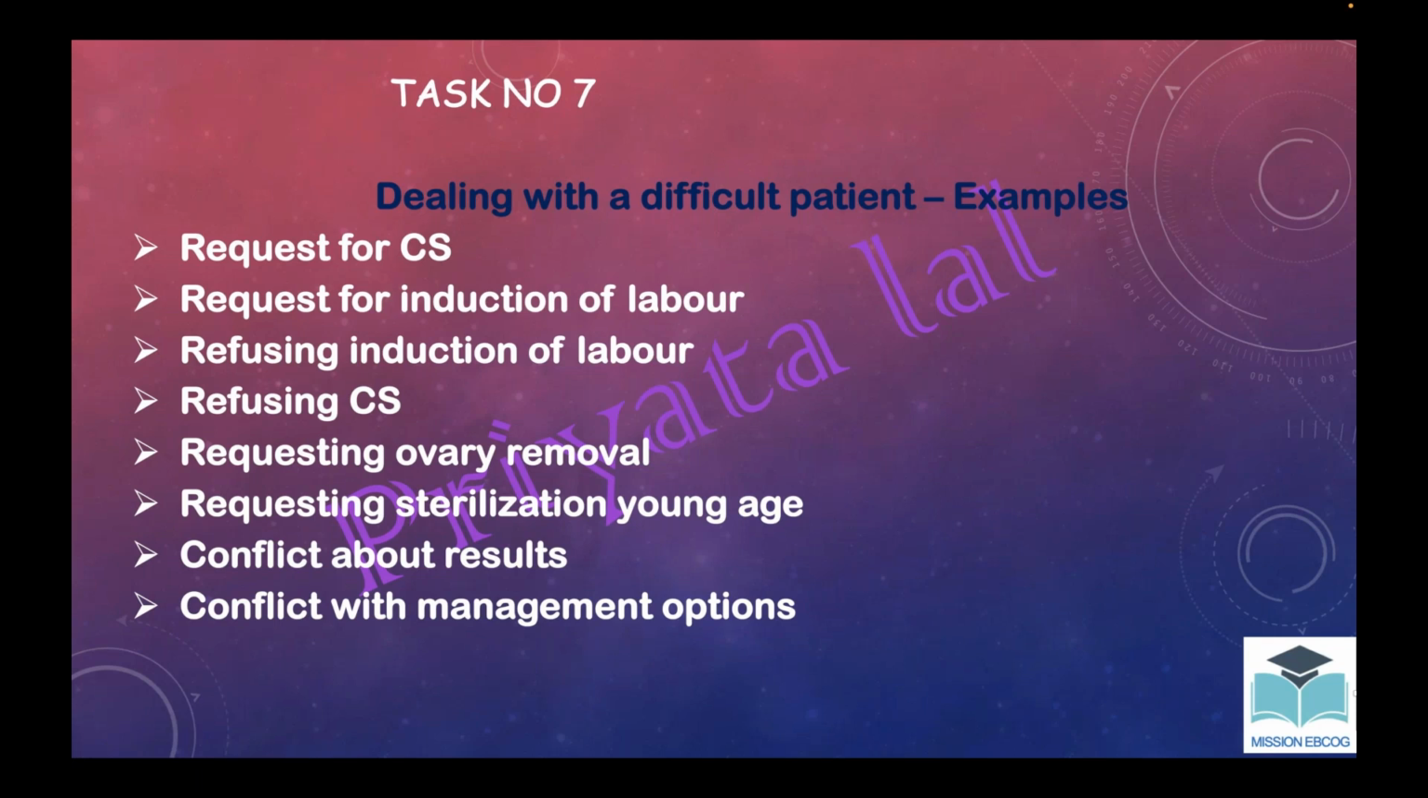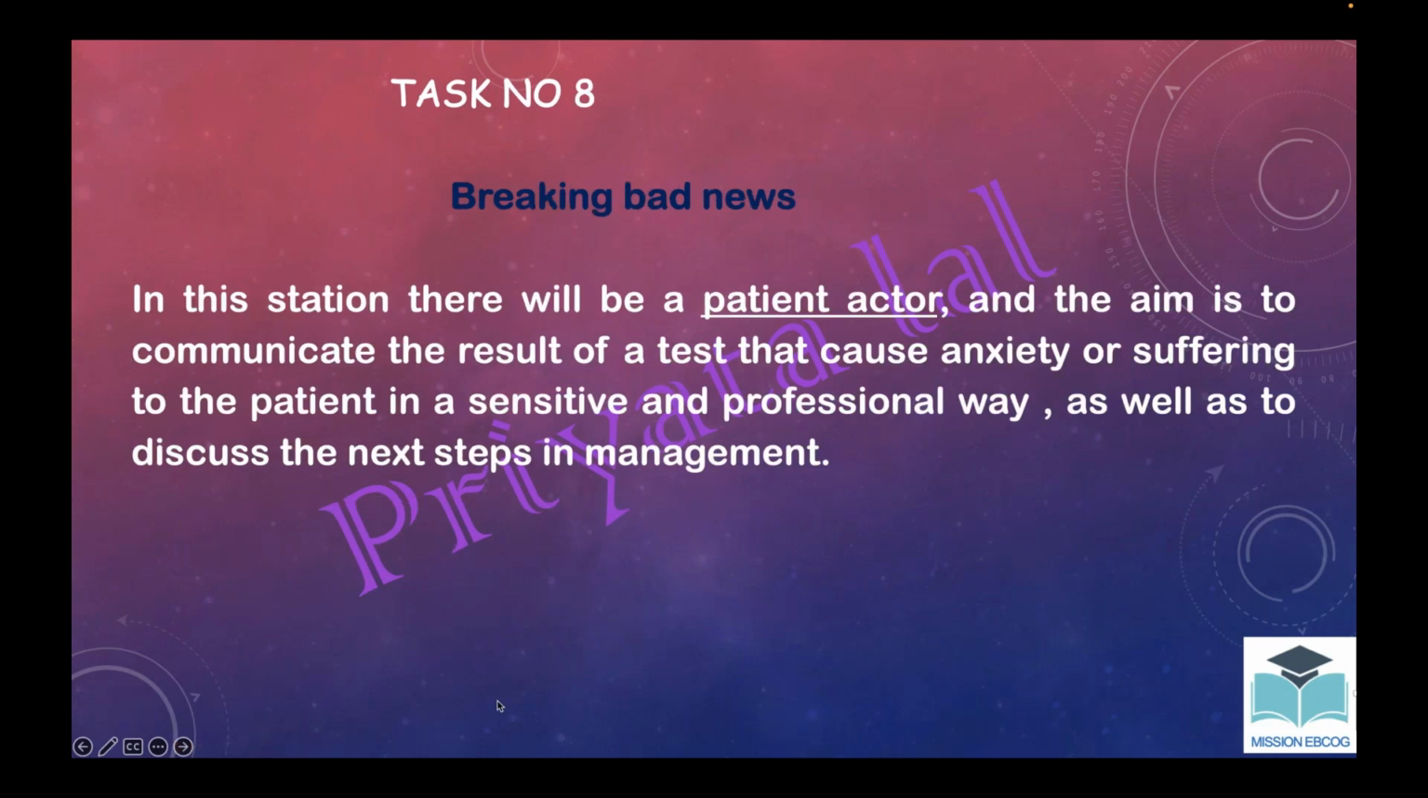Okay, so this will be task number 7. Task number 8 will be again similar to your MRCOG. It will be breaking bad news. The aim of the station is to explain the result that has caused anxiety or suffering in a professional manner, and what will be the next step of management. Usually when you read the instructions, you will find what they want. For example, they will give you a scan finding of ovarian cancer or some histopathology. You have to break the news and you have to make the management steps.